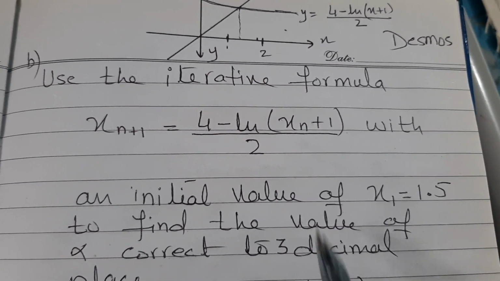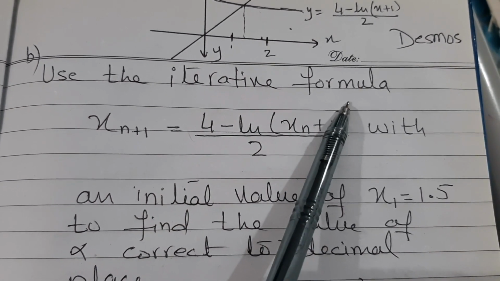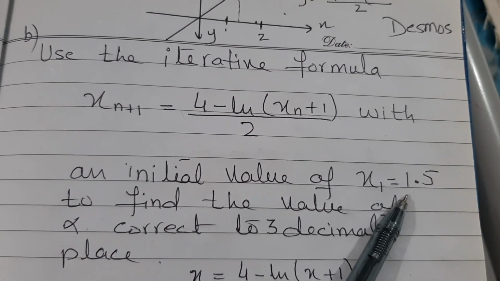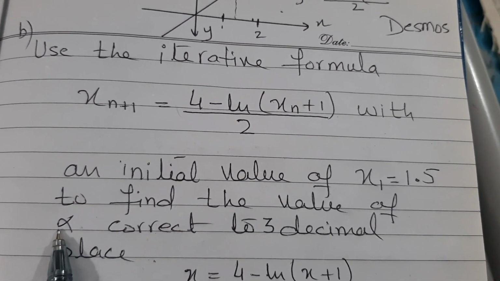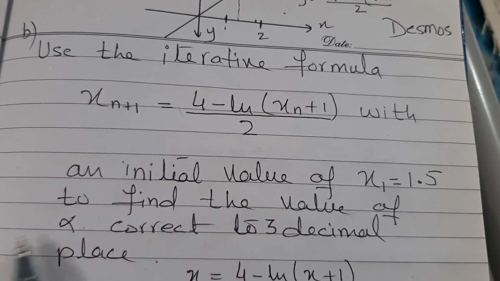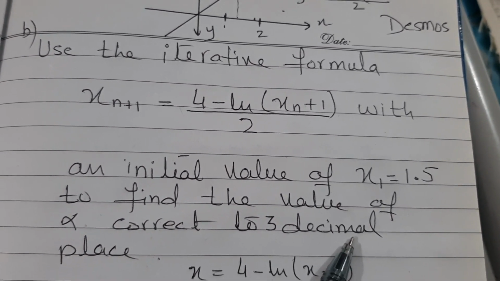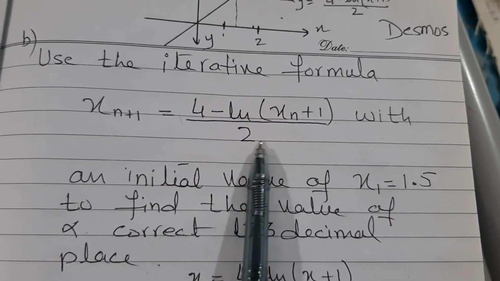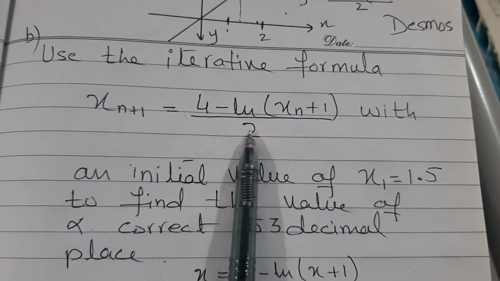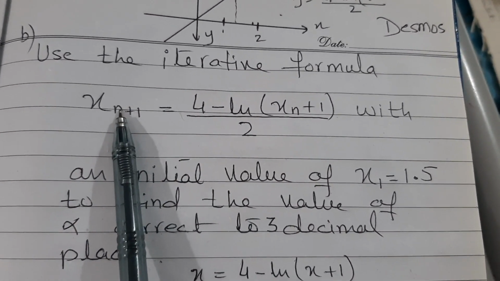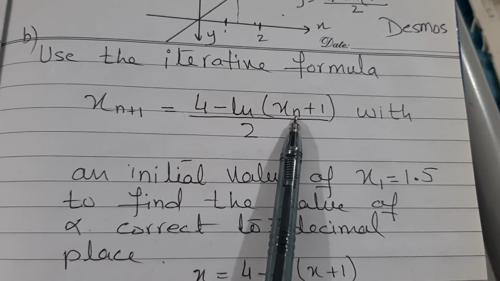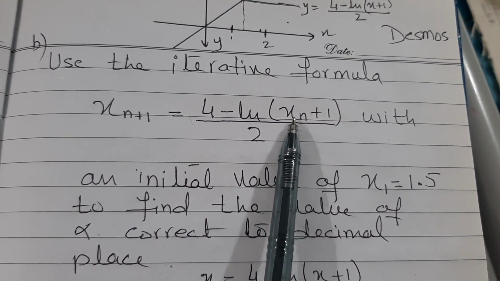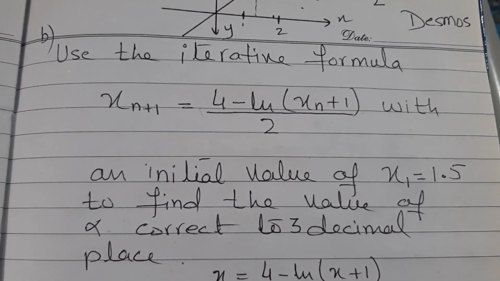Now, the next part of the question is saying, use the iterative formula given, with an initial value of 1.5, to find the value of alpha. Alpha was the root of that equation, correct to 3 decimal places. Now, this is given to you. This is not something different. It is actually the same equation which has been split into 2 parts. Do not get confused with the n plus 1 and n. They are simply telling you the values of x you will plug in, like x1, x2, x3. I'll explain this in a while.